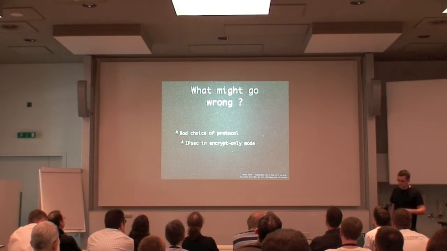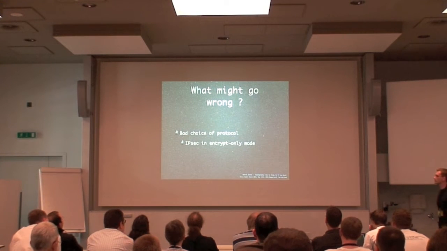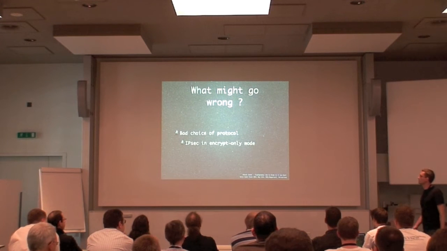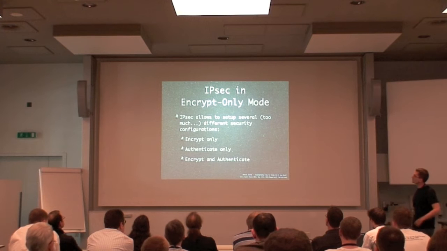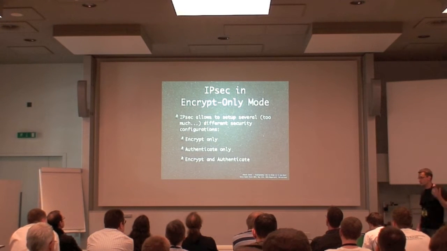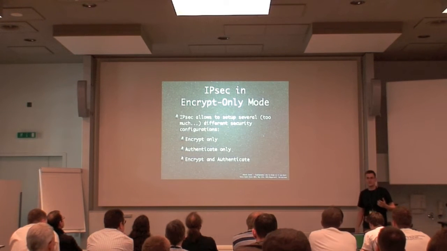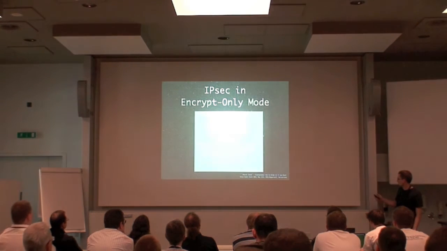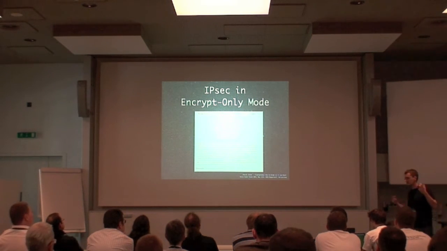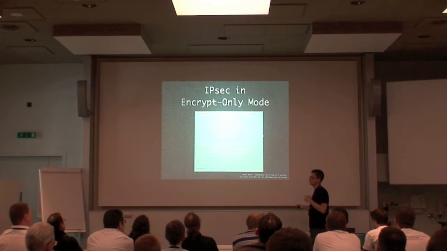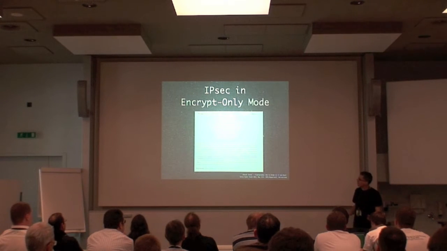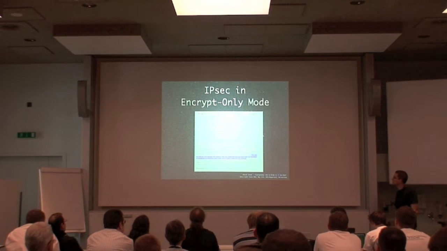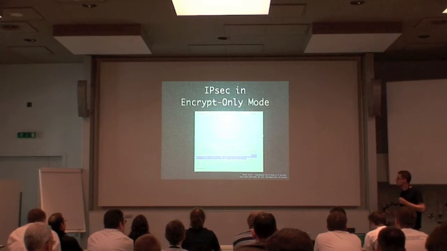Another thing that might go wrong is the bad choice of protocols. For instance, if you are familiar with the IPsec protocol, which allows you to set up VPNs. IPsec allows you to set up several different security configurations. You can encrypt, you can authenticate only, or you can encrypt and authenticate the communication between two IPsec points. Unfortunately, it is well known that in cryptography, when you only encrypt and you forget to authenticate, then you are going to lose all your confidentiality. And actually, we know now very practical attacks which allow us to break IPsec encrypt-only mode.